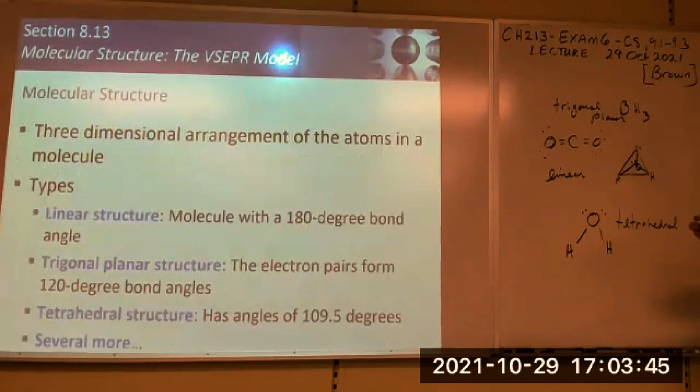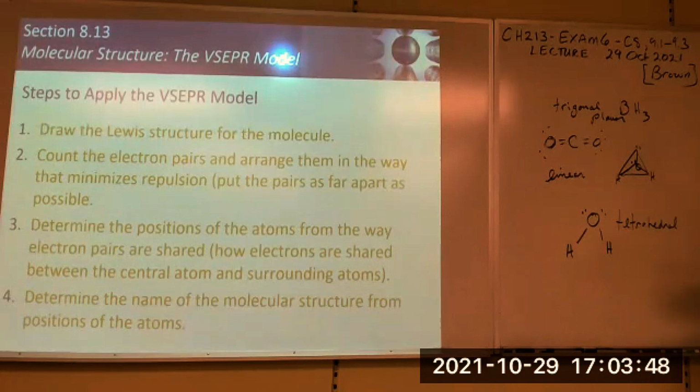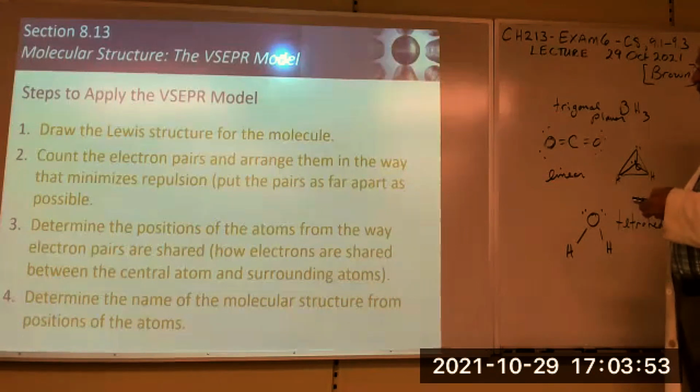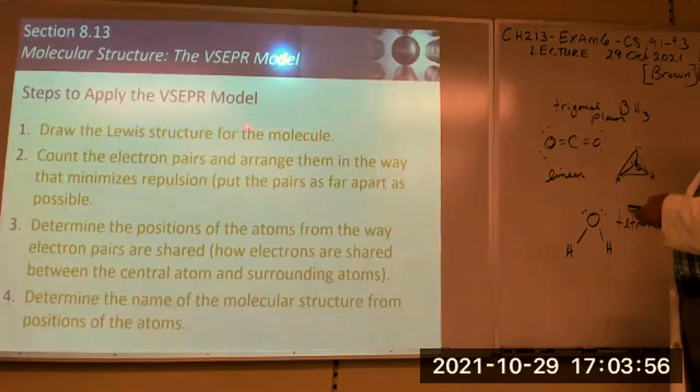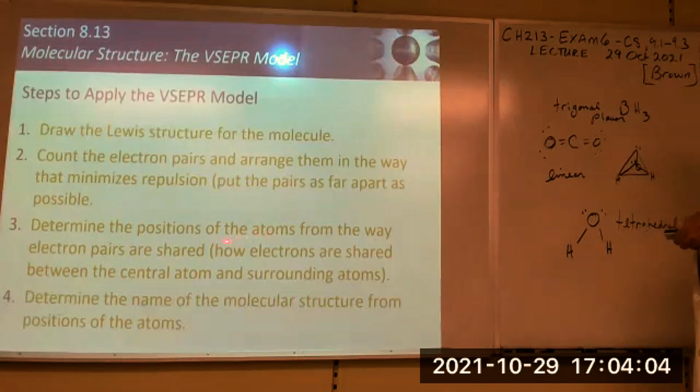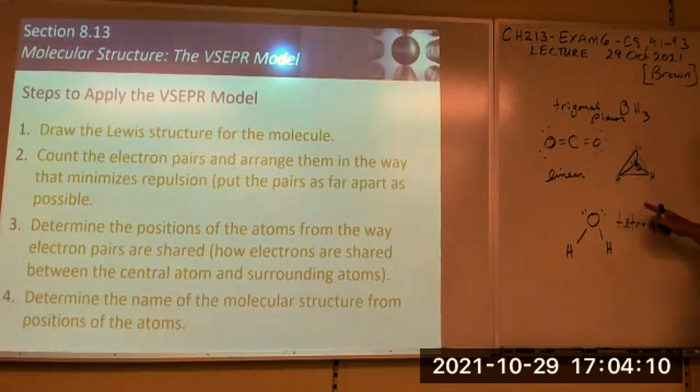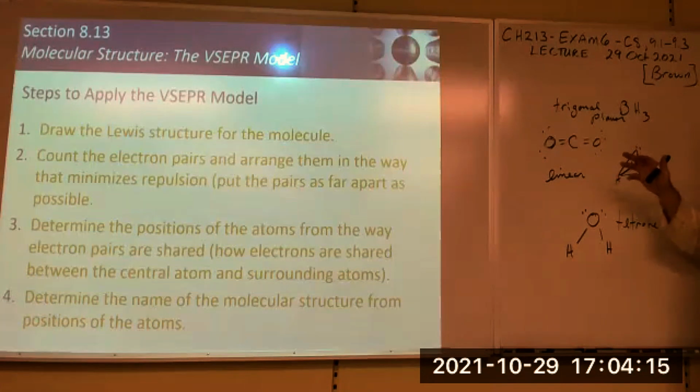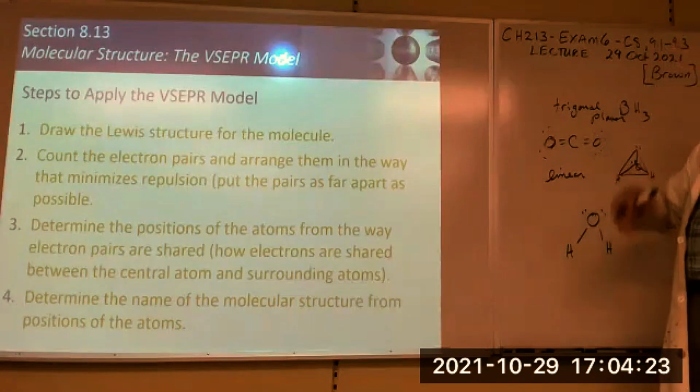Let's see. Oh, there are more. Okay, so when you use the VSEPR model, you have to draw the Lewis dot structure first. Then you count the number of lone pairs and bonding groups. Then you determine the geometry of the electronic structure based upon how many there are: linear, tetrahedral, trigonal planar, and there are 2 more that I'll tell you about in a second. And then you find out what the molecular structure is by just covering up the lone pairs.